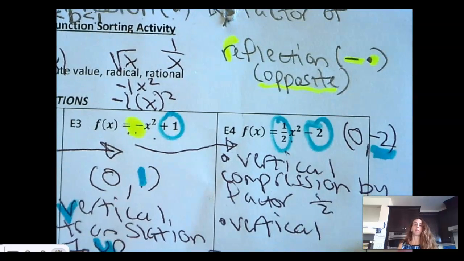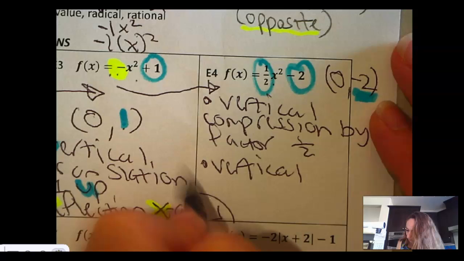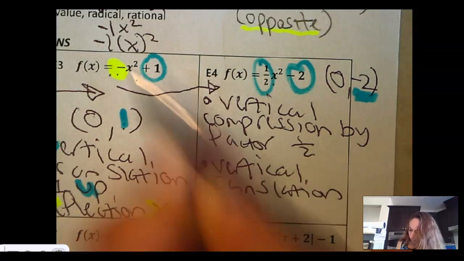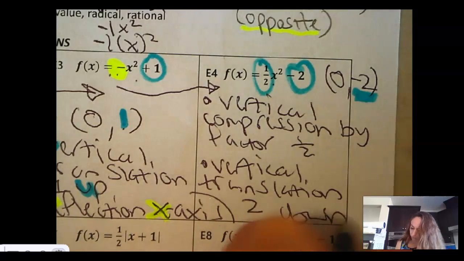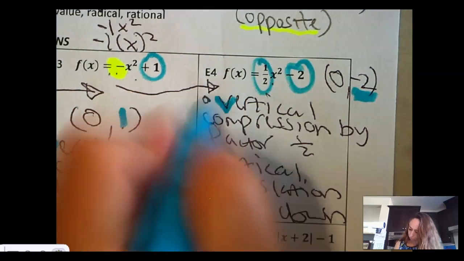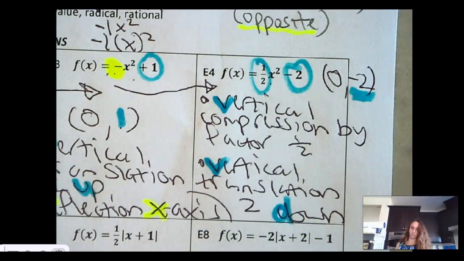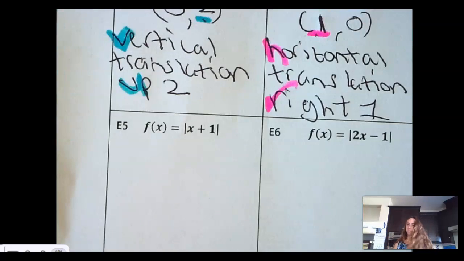So what does that mean? That means that if I was normally 6 feet tall and you vertically compress me, I'm now 3 feet tall. I'm half as tall. Vertical translation, 2 down. Okay. Vertical, vertical, down. Okay. All right, let's go to the next one.